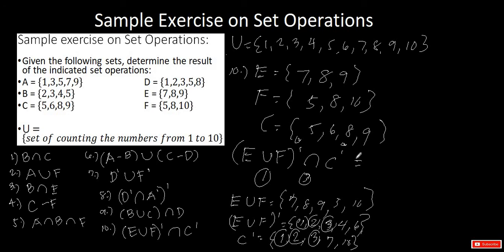Let's check. I guess we lack one element here in C complement. We lack 4. Okay, so we have 1, 2, 3, 4, 7, and 10 as the complement of set C. So the common elements therefore are 1, 2, 3, and then 4. So the final answer therefore in number 10 are the elements 1, 2, 3, and 4.